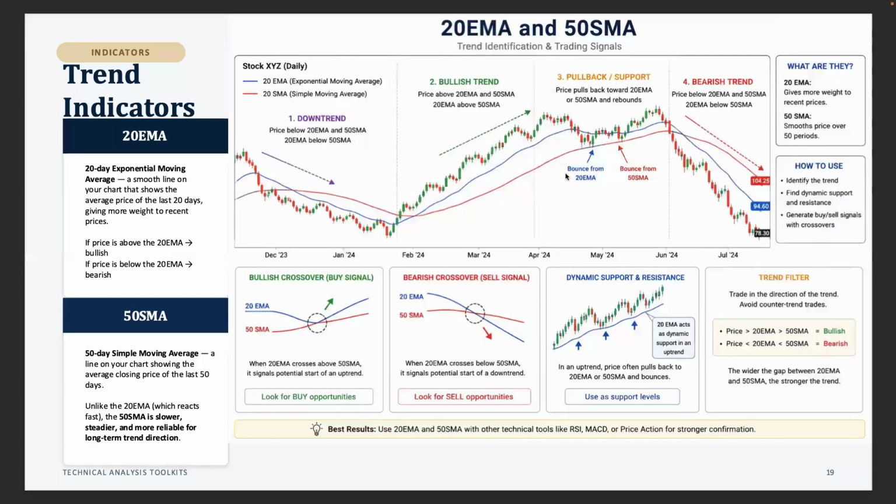So that's the 20 EMA. It's a trend line. It's an average trend line that you put on your chart. You need to see how that chart is doing.